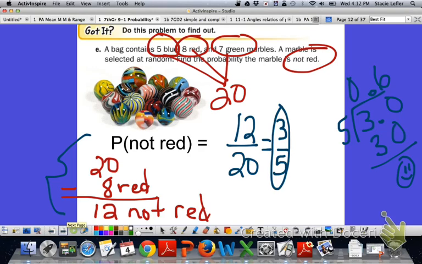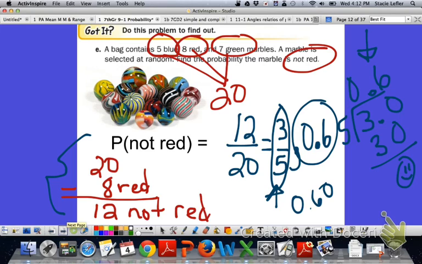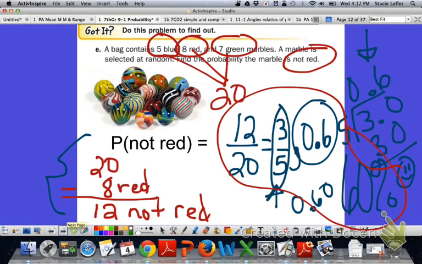So 12 out of 20 simplifies to 3/5. Divide the numerator and denominator to get your decimal version, and it would be 0.6 or 6/10. And then multiply by 100 to get your percent, or think of it as 0.60, 60 hundredths, and there's your percent, 60%. So we have 3 forms right here, 3/5, 6/10, and 60%.